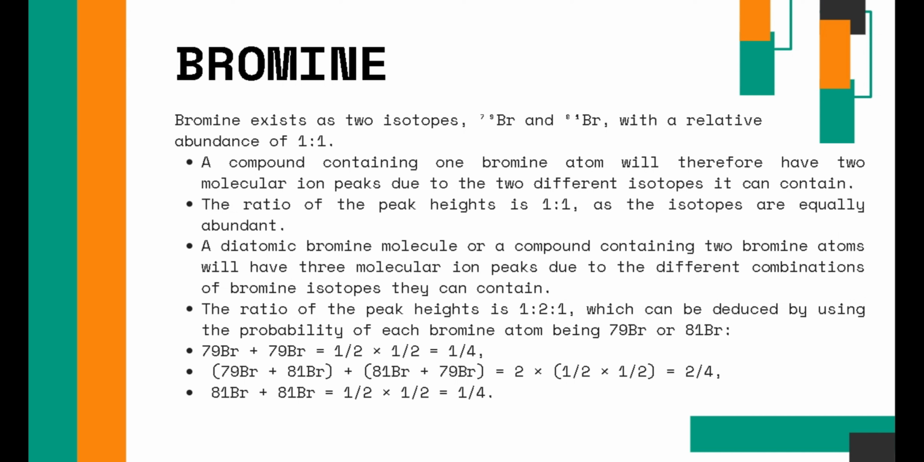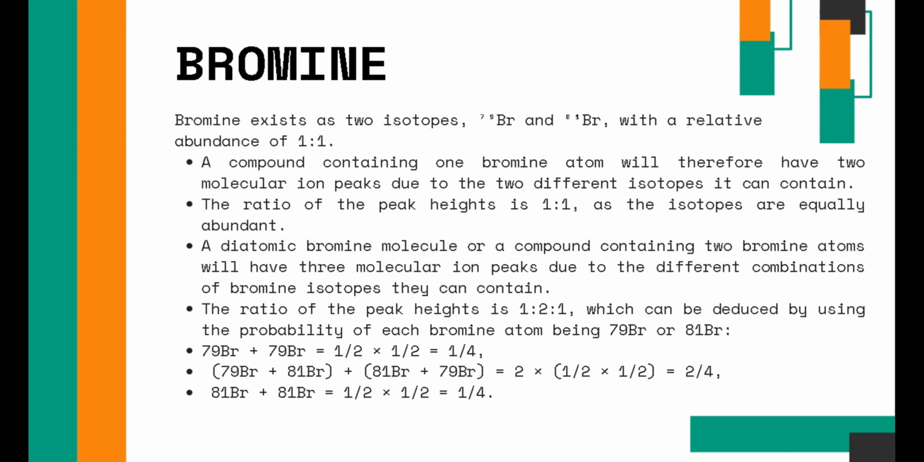Bromine too exists as two isotopes, Br-79 and Br-81, both with a relative abundance of approximately 50%. So a compound containing one bromine atom will therefore have two molecular ion peaks due to the two different isotopes it can contain. The ratio of the peak heights is 1:1 as the isotopes are equally abundant.